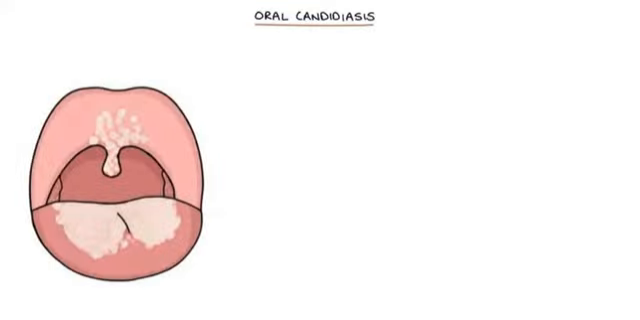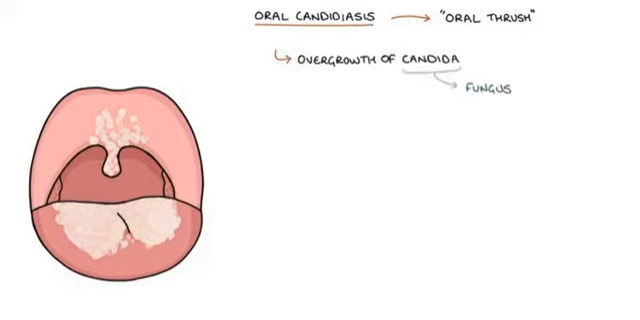Next, let's talk about oral candidiasis. Oral candidiasis is also called oral thrush. It refers to an overgrowth of candida, a type of fungus inside the mouth. This results in white spots or white patches that coat the surface of the tongue and the palate.